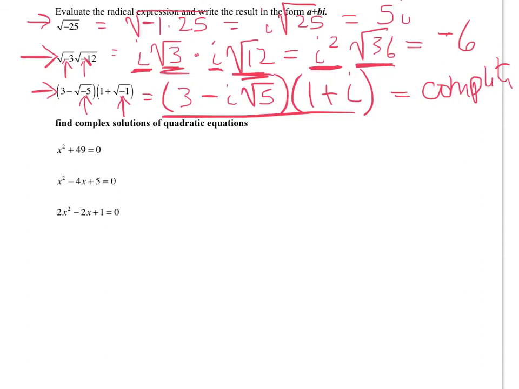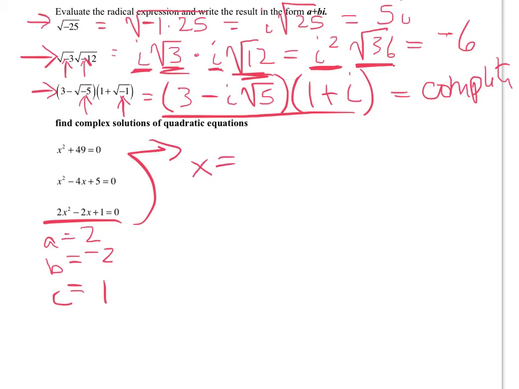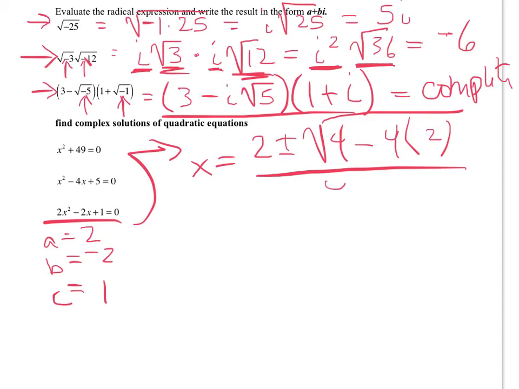There we go. Okay, the last one, 2x squared minus 2x plus 1. This one I will use the quadratic formula. a is equal to 2, b is equal to negative 2, and c is equal to 1. And so x is equal to the opposite of b, 2, plus or minus the square root of b squared, 4, minus 4ac, a is 2 and c is 1, over 2a, which is going to be 4.